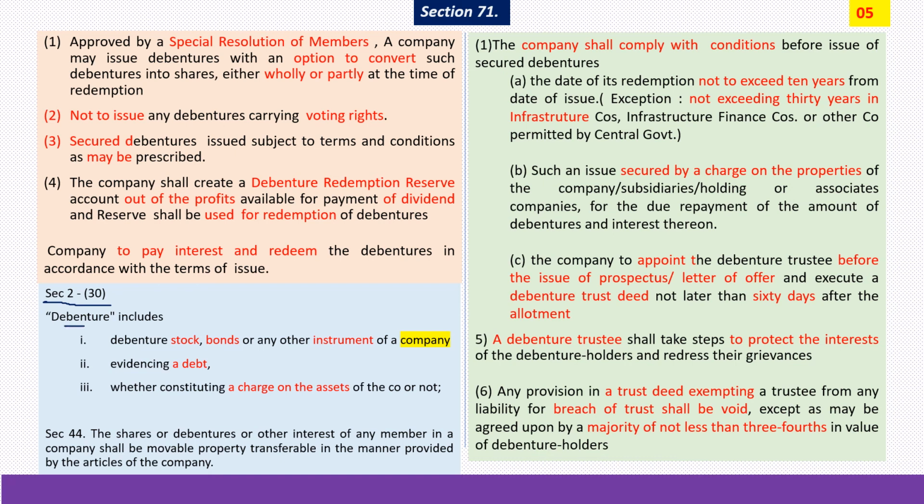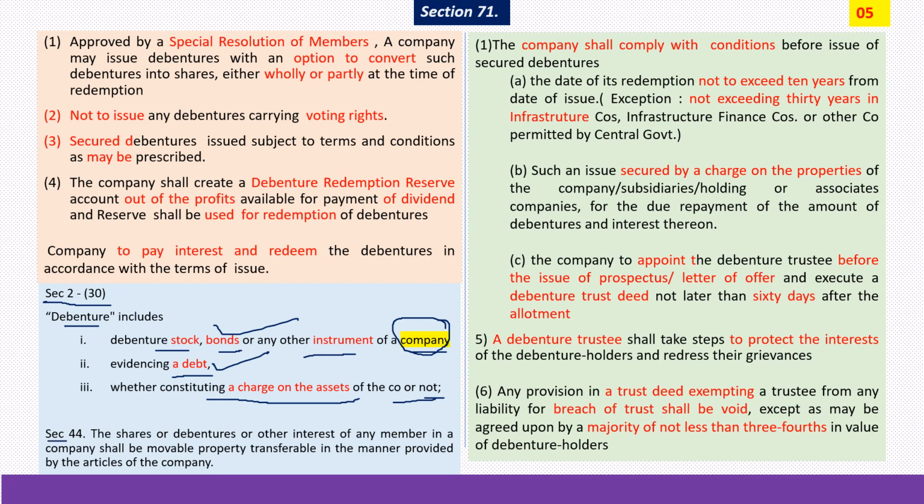It says debenture includes debenture stock, bonds, or any other instrument of the company. It evidences a debt and it might constitute a charge on the assets of the company or not. To say, it can be a stock or bond or instrument but issued by the company. It is a debt instrument. It can be secured or unsecured.